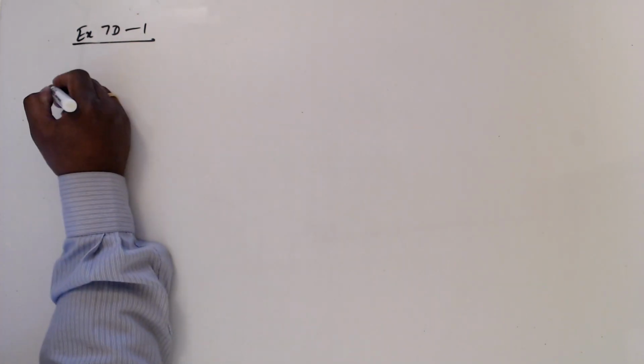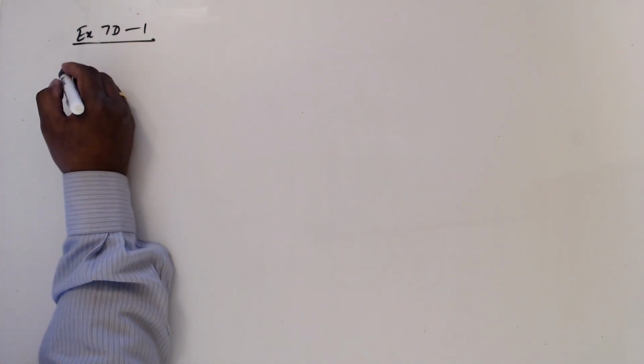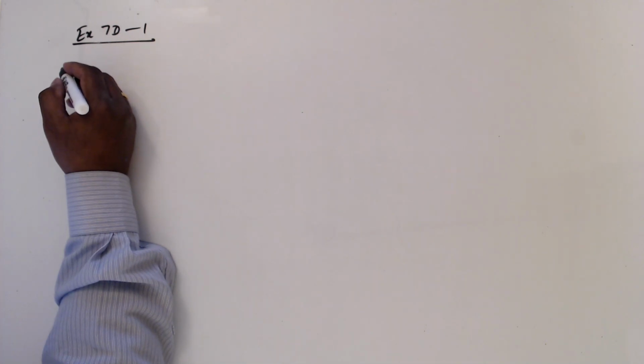Exercise 7D, question number 1. A single observation x is taken from the binomial distribution B(30, p) and a value of 10 is obtained. Use the observation to test this.